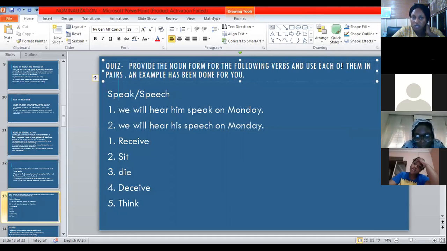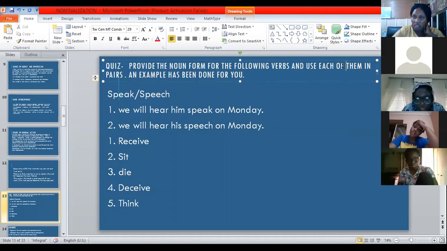I hope you understand the instruction given. You have 5 words in this exercise, and they are all verbs. You have to nominalize them. First of all, you will produce the noun form of it. Then you will use both the verb and the noun, in one sentence for each. Like the first one has been done for you, if you look at the screen. I give you 3 more minutes so we can complete this.